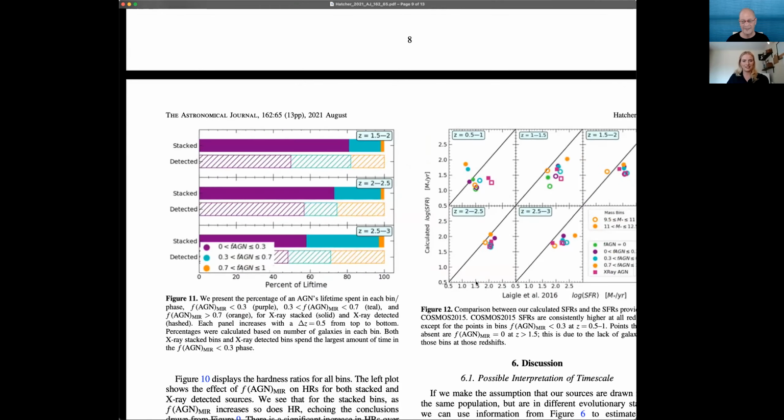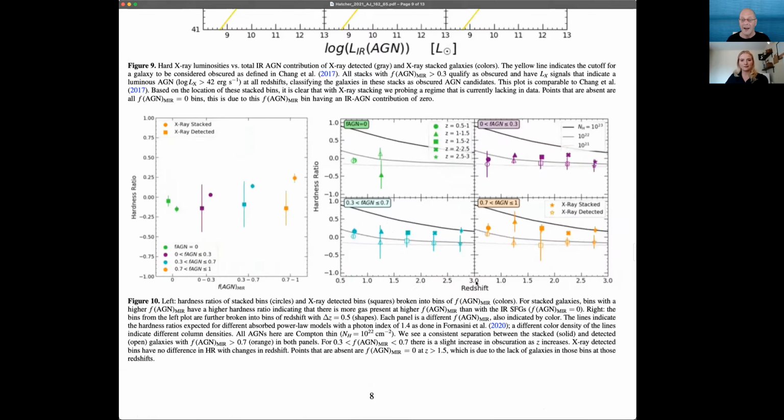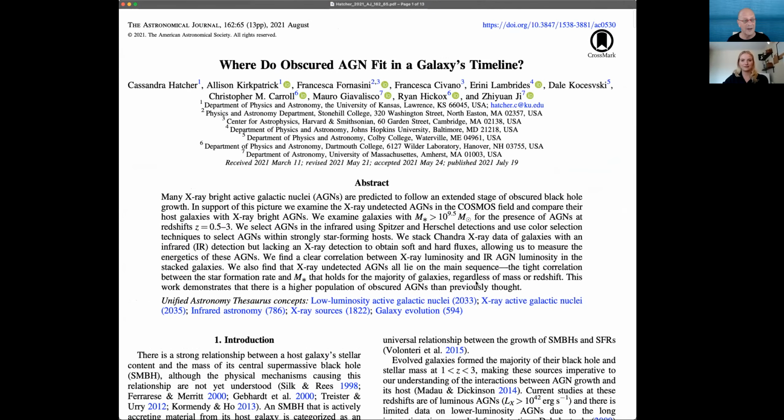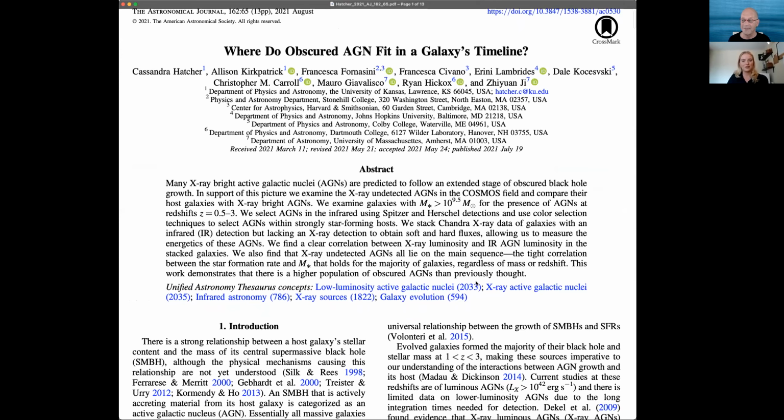Nice. Cassie, thank you so much for walking us through your very lovely AJ article. Thank you again for inviting me. And thank you to all my co-authors who helped me figure all this stuff out.